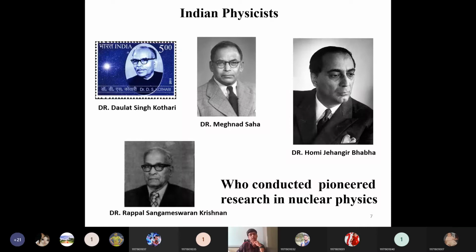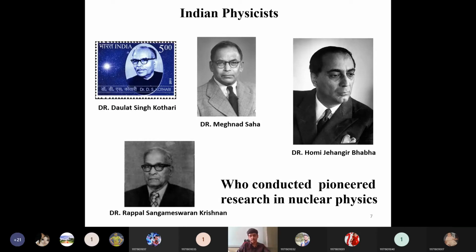He is the proud alumnus of Allahabad University, which is in Allahabad. So he has worked in Delhi University also. Then next one is Meghnad Saha.